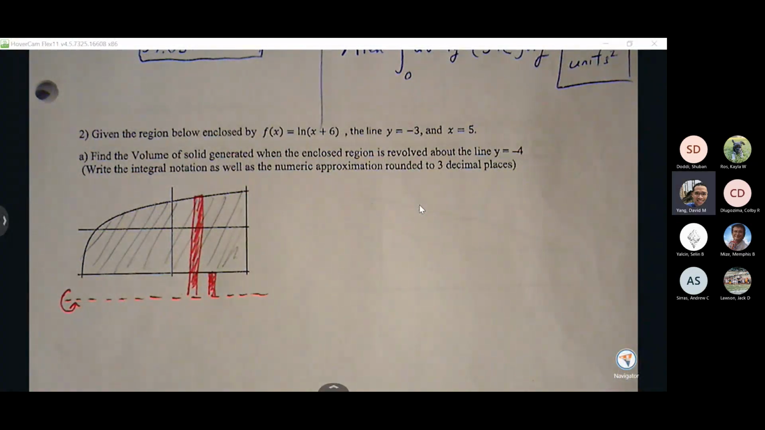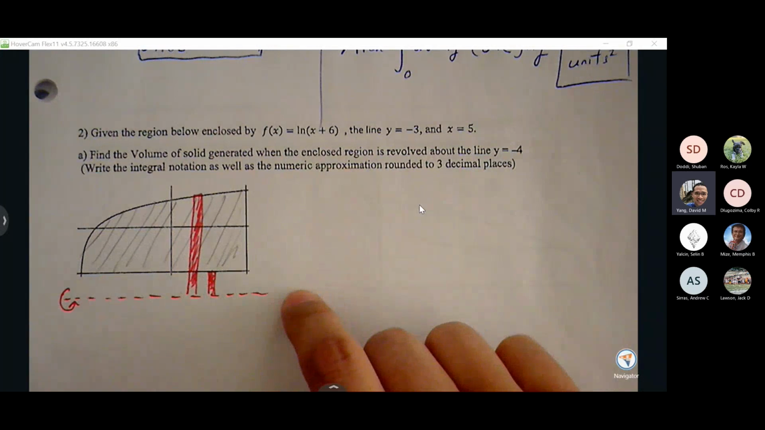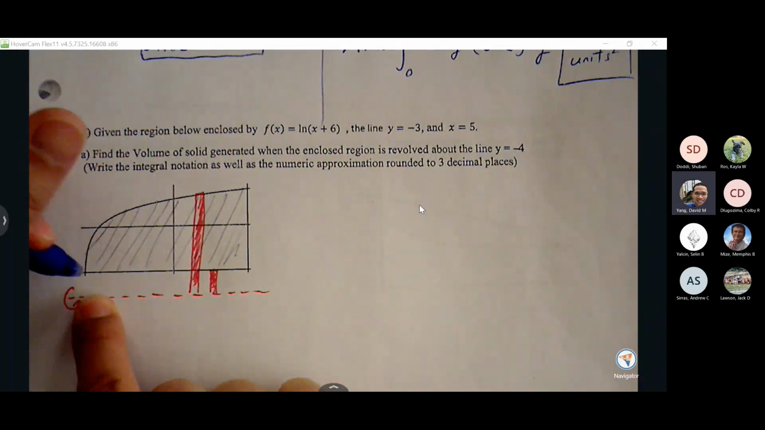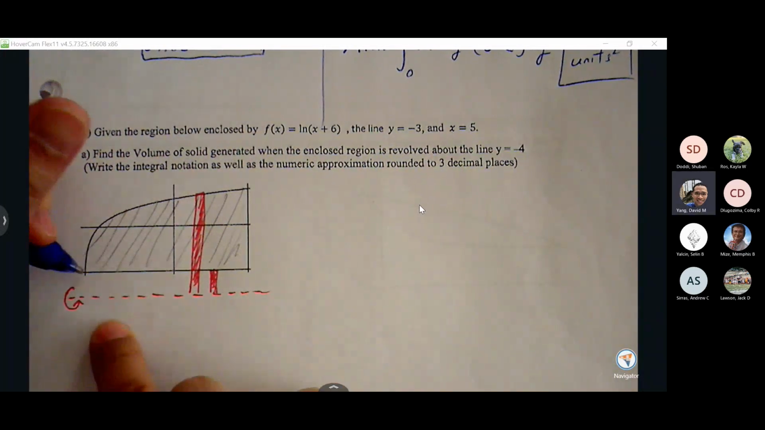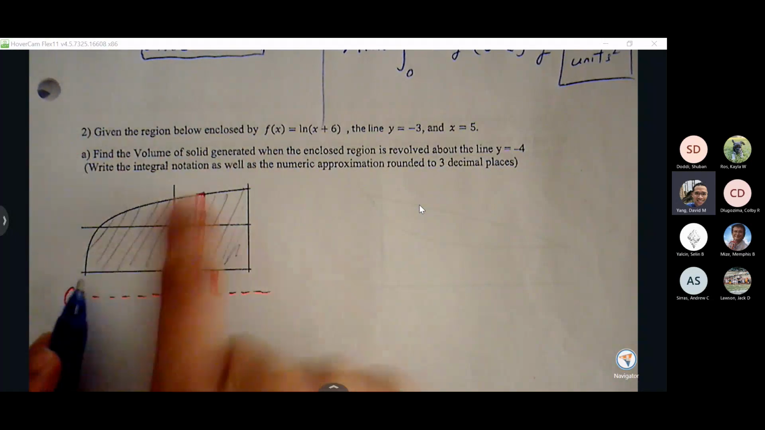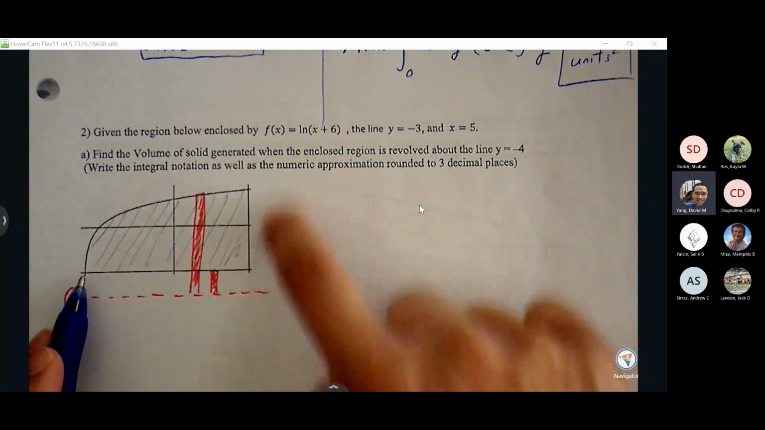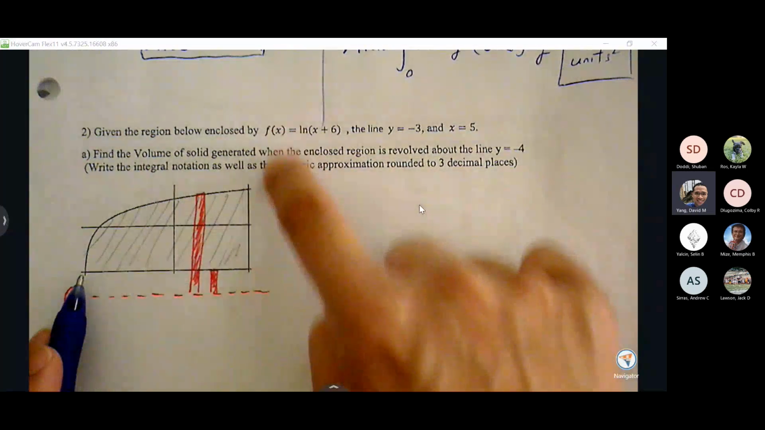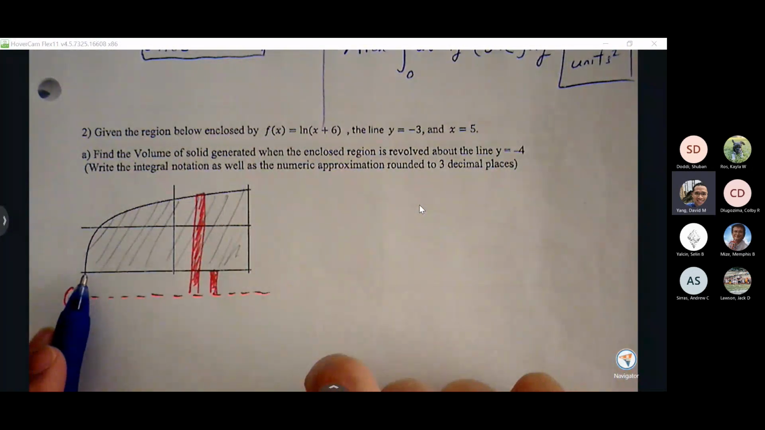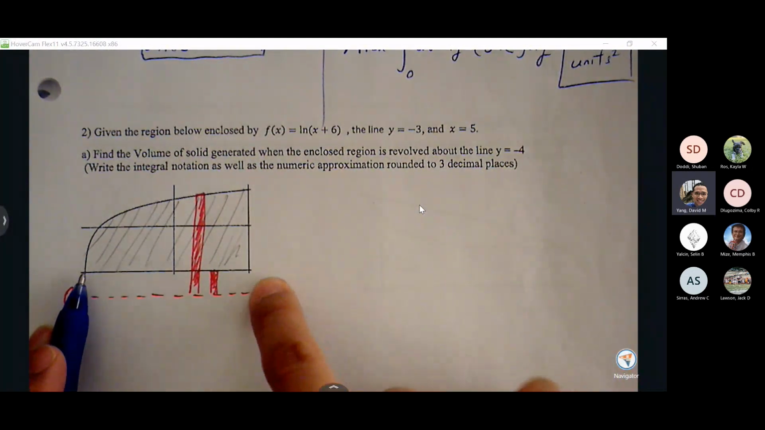All right, next up, we need to find the bounds. We want to find the furthest left to the furthest right. Now, the furthest left is just going to be wherever the natural log graph intersects with y equals -3. The right endpoint should be easy. That's just going to be this vertical line 5. So whatever this intersection is, to 5.